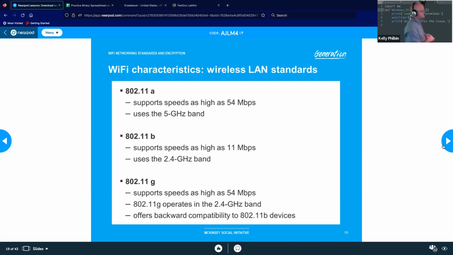So first up, we have 802.11a. This operated on the 5 gigahertz bandwidth. You do need to know the gigahertz bandwidth it operates on and its throughput, and then a few other little extra details. So it started out at 54 megabits per second, 5 gigahertz bandwidth.